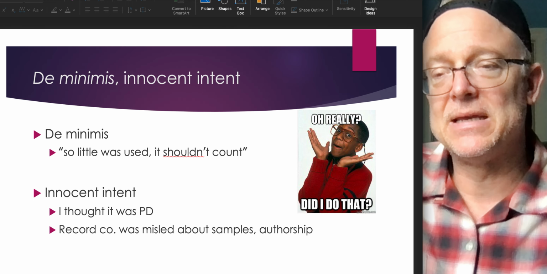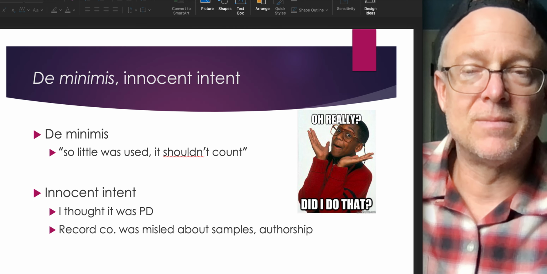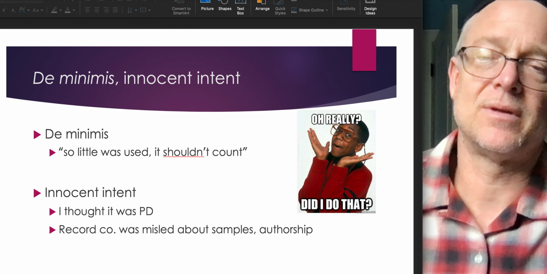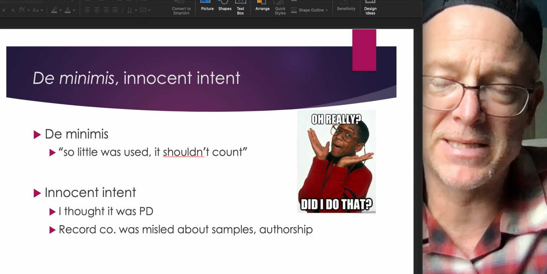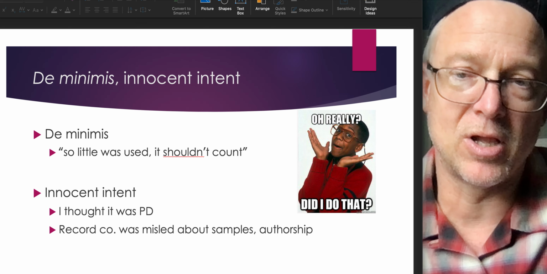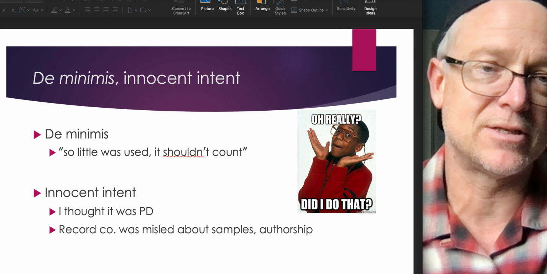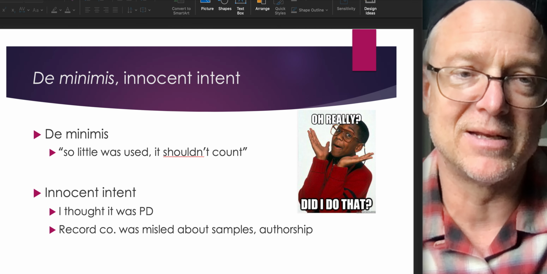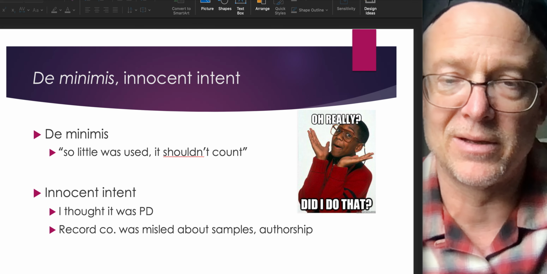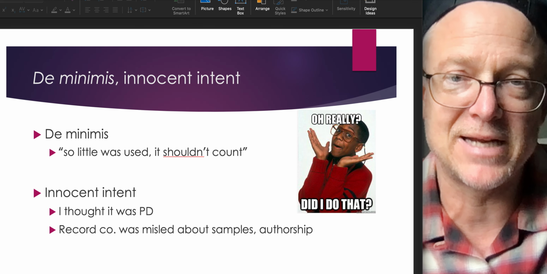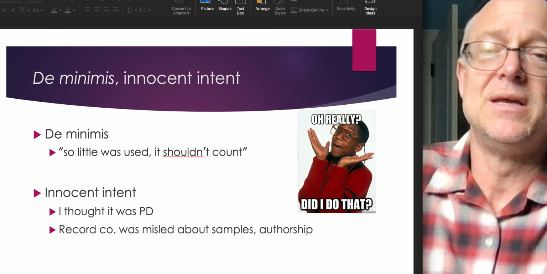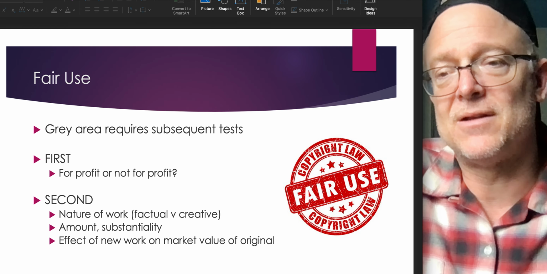De minimis is, you see the word minimal in it, that's a Latin term. Minimal comes from minimus, meaning of a very small amount. So de minimis means that such a small amount was used that it really shouldn't be considered a big deal. It's not like I used the entire hook or an entire verse. I just used a little bit. So not a strong defense, but it's a defense all the same.